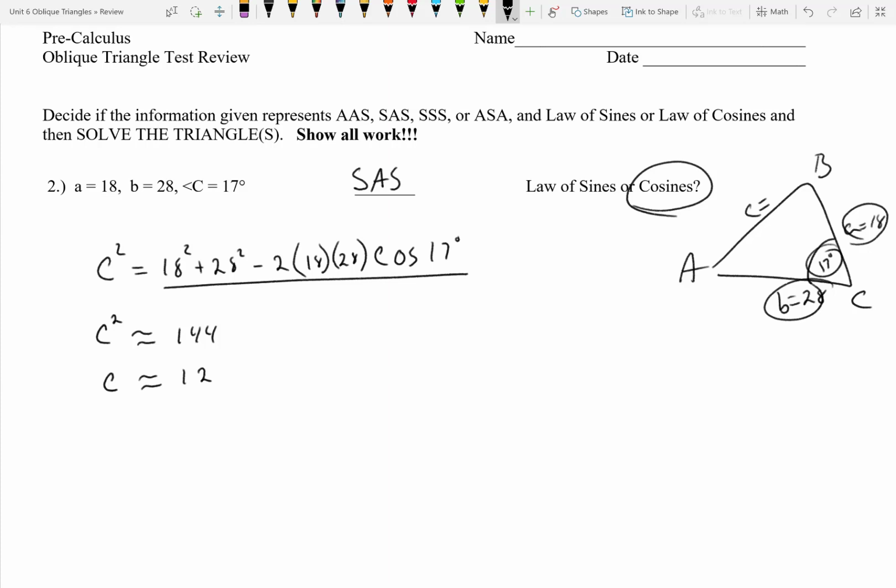So now we know side C and we know angle C. At this point, we're going to stop using the law of cosines, and we're going to find a missing angle using the law of sines. So we'll just pick one at random. I'll find angle A, I guess going alphabetically. So angle A. Since we're looking for the angle, we're going to put the variable in the numerator, so sine A goes in the numerator.